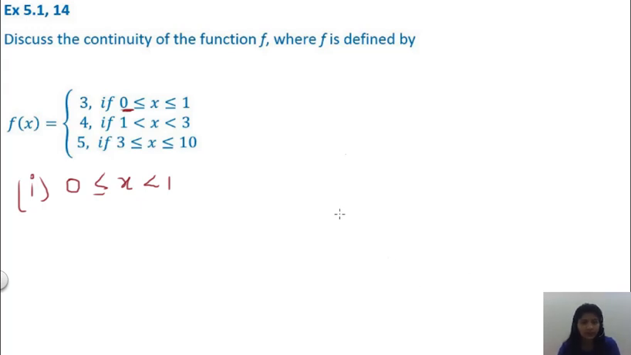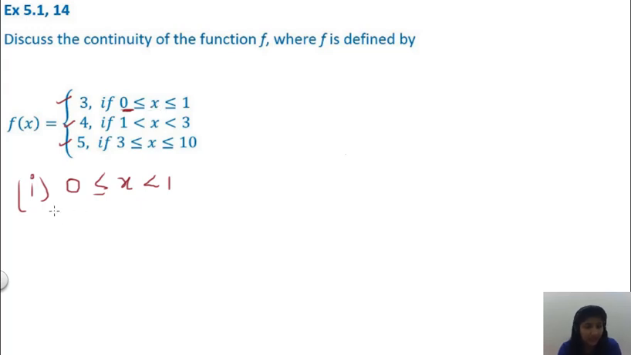In question number 14, you can see the function is given with values 3, 4 and 5 for different values of x that are defined here. Since we have to check the continuity of the function, we will take all the cases possible. Now you see, when x is greater than 0, we have a function defined as 3. But for less than 0, we don't have any function.